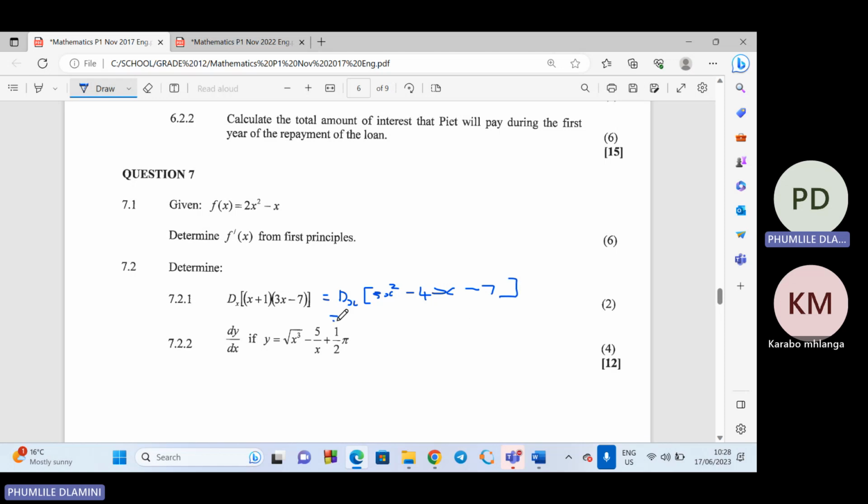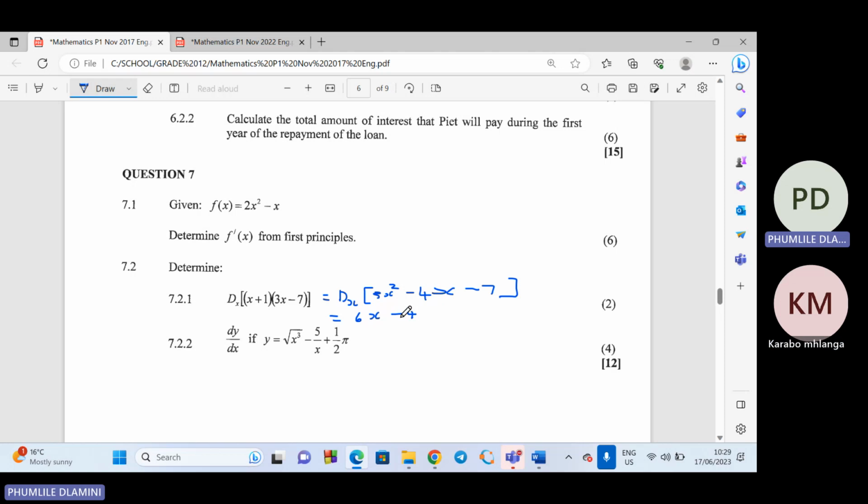Then now, when you differentiate what is inside here, 3x squared, you know that is 2 times 3, which is going to be 6x. And then here there is minus 4x, because x is going to be 1, so you just write minus 4. Where there is minus 7, there is no x, it is 0. You leave it as it is. So the answer here for d by dx of this, d by dx means you are differentiating, is going to be 6x minus 4.